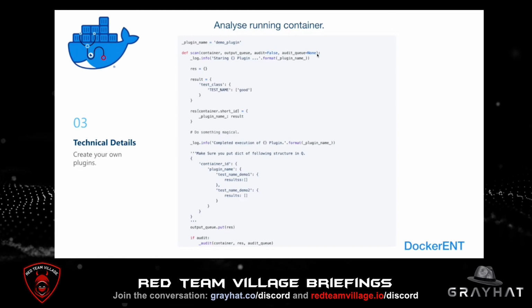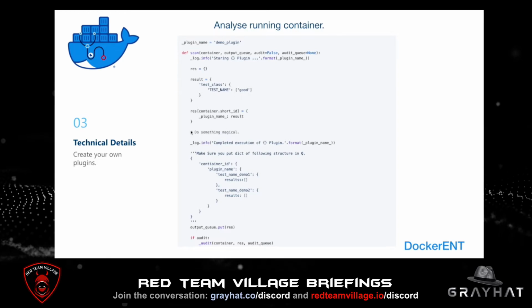So this is how your plugin would look like. And then this is the signature of the results that I have given. Every result should have something like this: container.short.id followed by the plugin name and the result. And the result will depend on you. So if you see, I am performing a test class operation, and the test class operation has a test name, and the test name says that everything is good. So this is how results look like.